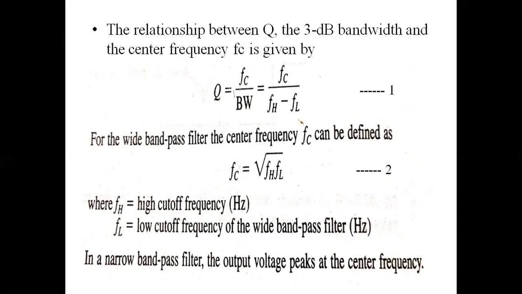For the wide band pass filter, the center frequency is usually denoted as FC and can be defined as the geometric mean of FH and FL. That is, FC is equal to the square root of FH times FL. You can call it equation number 2, where FH is the high cutoff frequency in hertz, and similarly FL is the low cutoff frequency of the wide band pass filter. In a narrow band pass filter, the output voltage peaks at the center frequency.